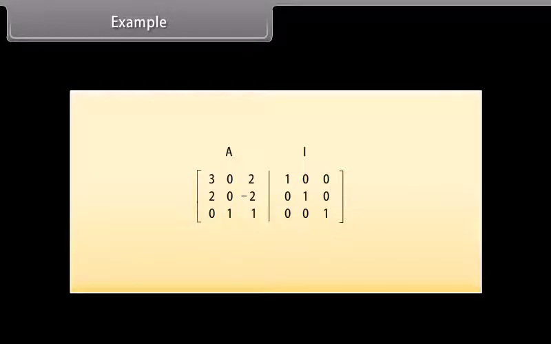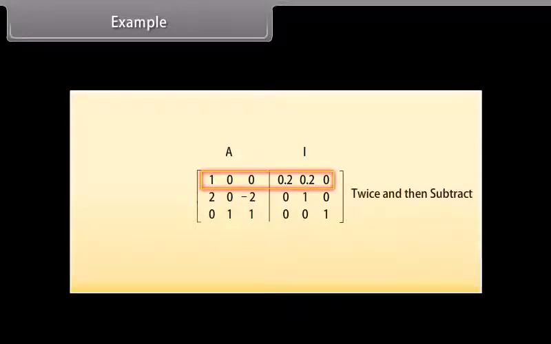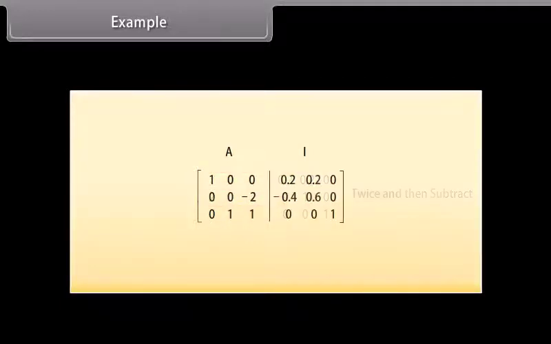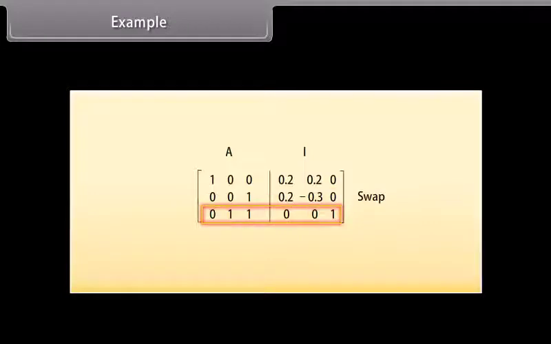In this example, our first step is to add row 2 to row 1. Then divide row 1 by 5. Then take 2 times the first row and subtract it from the second row. Multiply the second row by -1/2. Now swap the second and third row. Last, subtract the third row from the second row. And we are done.